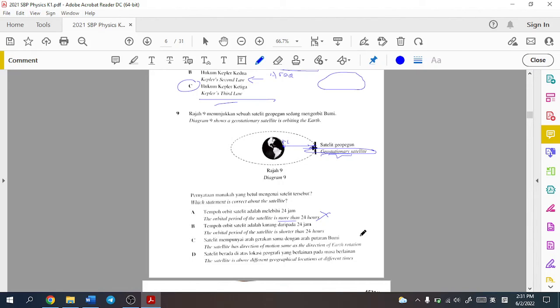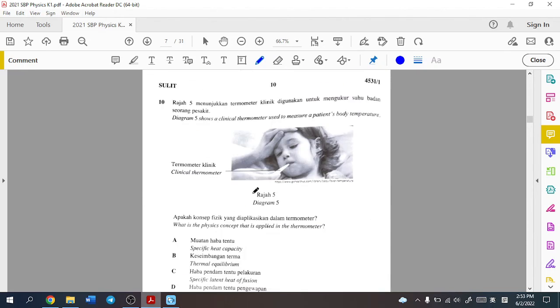Next, the orbital period is shorter. Same reason, this is not true. The satellite has the same direction of motion as the direction of Earth rotation. This is true. The satellite is above different geographical locations at different times. This is not true because this is geostationary. It is always located above a particular location. So the answer you have is C.